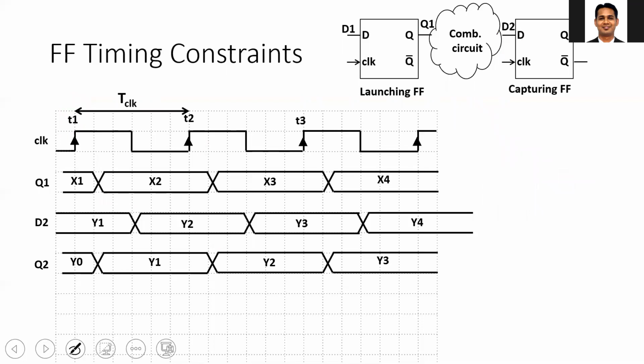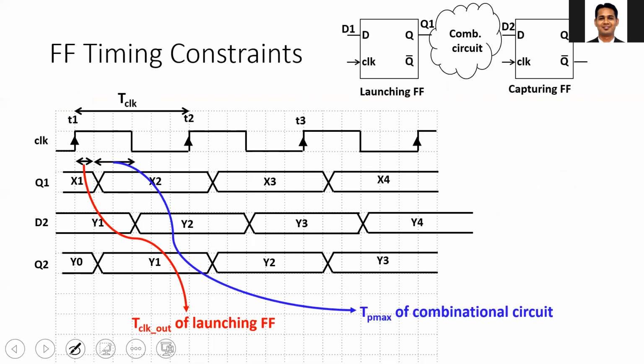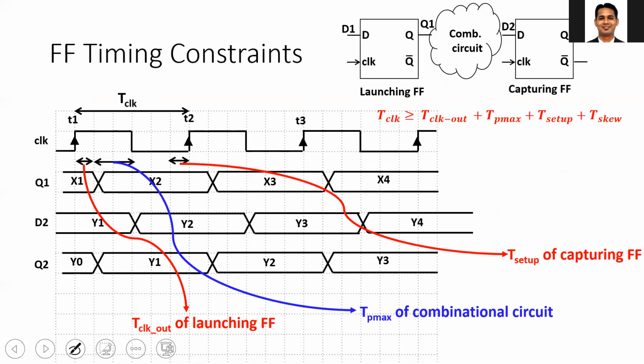So if the clock period is represented by TCLK, then we have the T clock-to-out, which is the clock to output delay of the launching flip-flop. Then the propagation delay, which is the TP max of the combinational circuit. And then we have the setup time requirement of the capturing flip-flop. And you can see that our T clock should be greater than this value, including the clock skew.